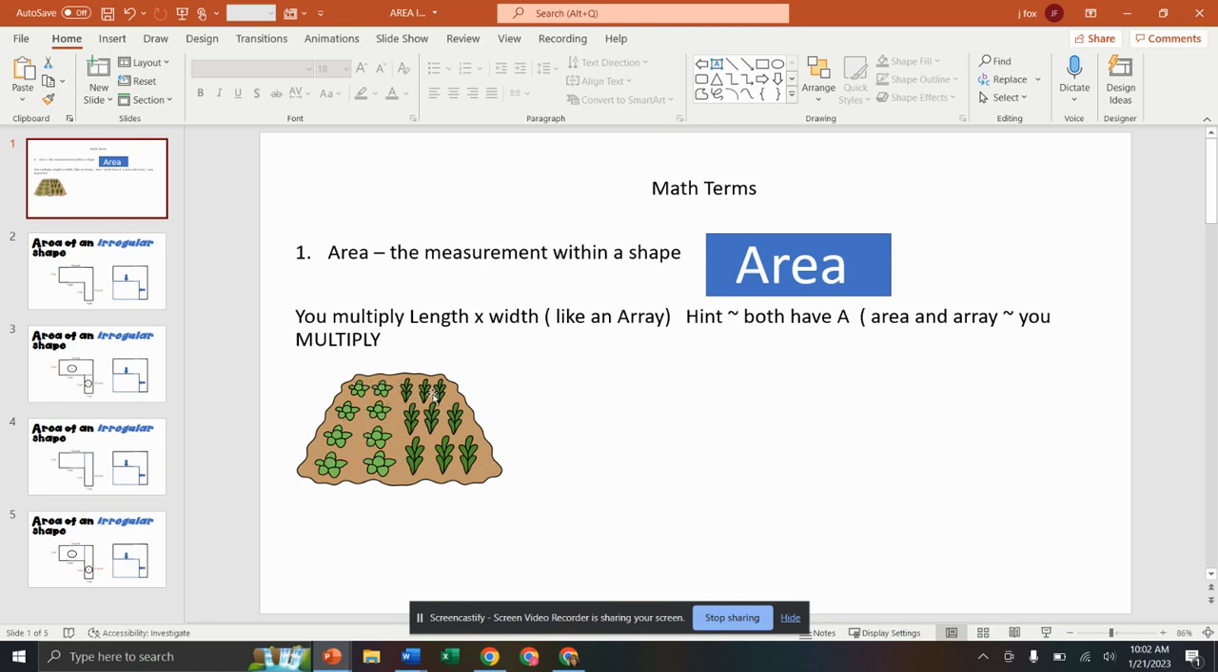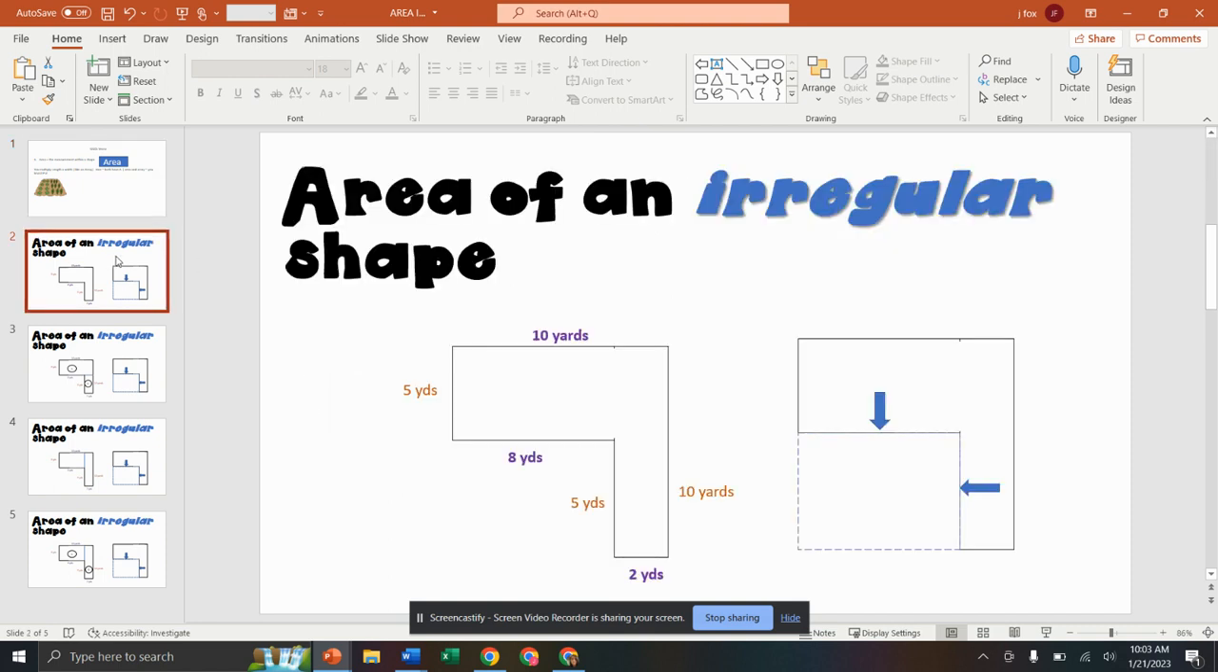So 1, 2, 3, 4, 5 times 1, 2, 3, 4, right? Length times width. So that's what you do when you have a square or a rectangle. But not everything is a square or a rectangle. So let's look at the area of an irregular shape.